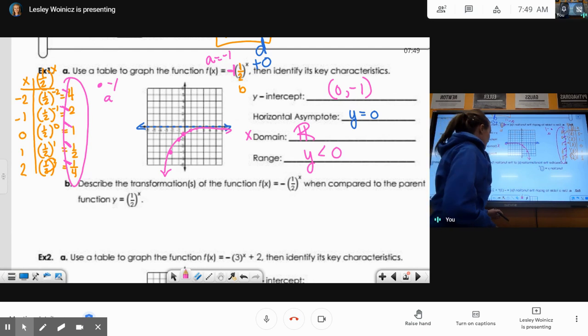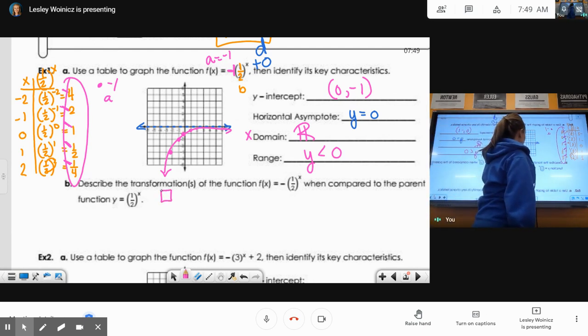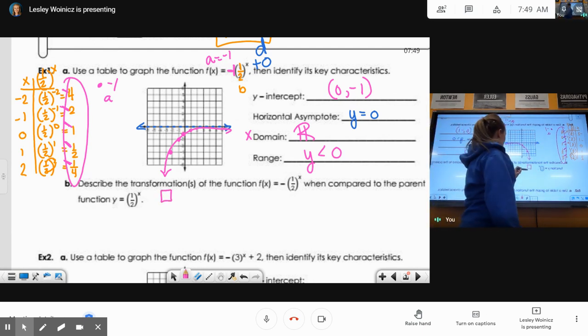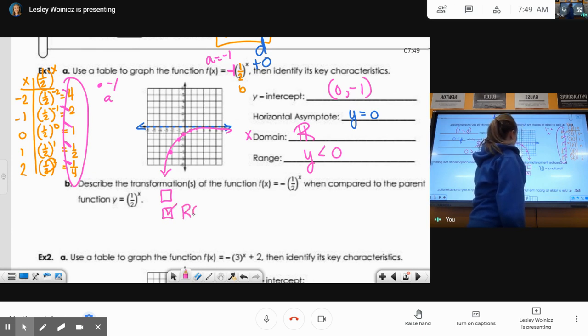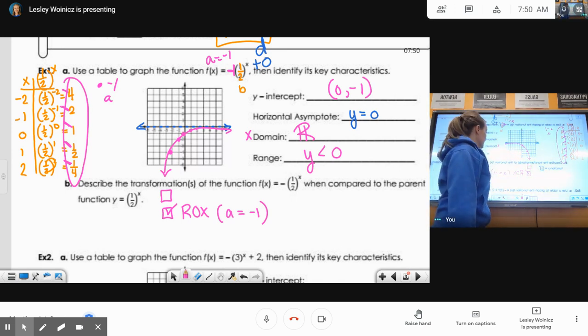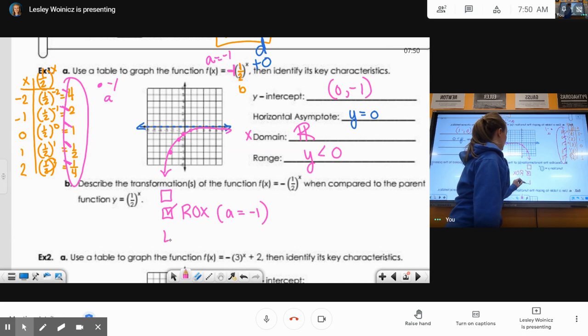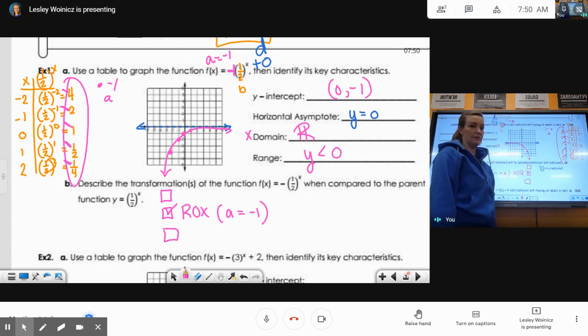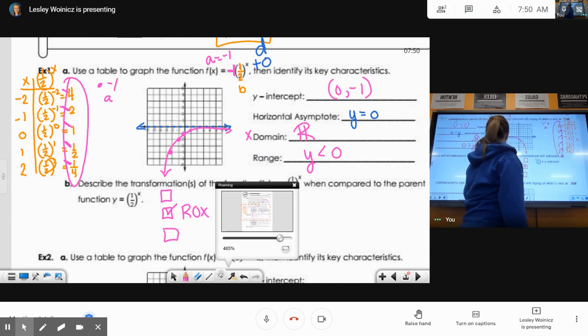As far as transformations go, we did not have a stretch or compression yet. That'll be next week. We did have a reflection over the x-axis. That'll be our rocks. And that happened because our a was a negative number. It was -1. If we have a negative a, we are going to have a rocks. And then we did not have a shift. No shift. That's it. So look at this guy.